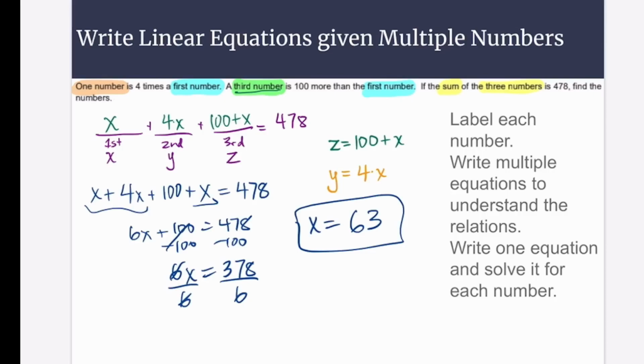Okay. The question is asking you to find the numbers. 63 is the first number, and the reason it's the first number is because x we labeled as the first number. So to find the second number, that's the y. That's 4 times x. So 4 times 63. The second number is going to be 252.